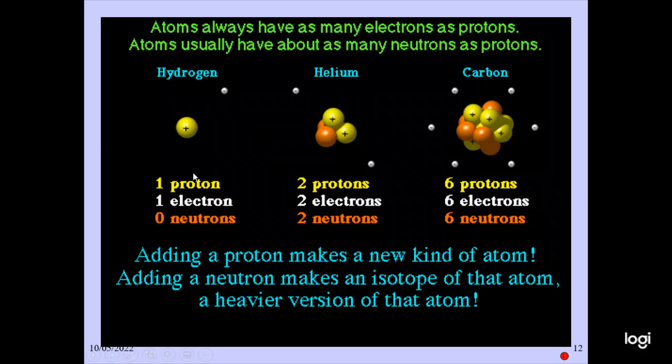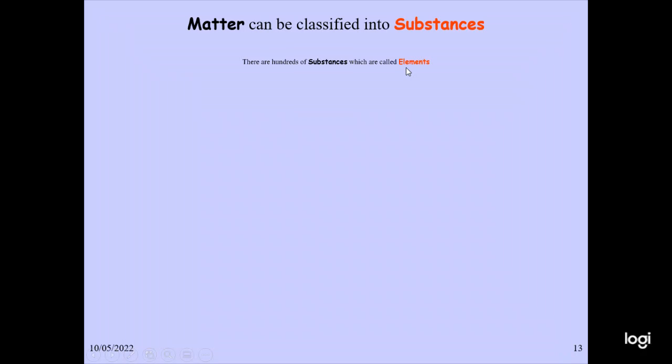So this is hydrogen, it has 1 proton and 1 electron. There is 0 neutron. Helium got 2 proton, 2 electron, and 2 neutron. Carbon, 6 proton and 6 electron, and 6 neutron. Adding the proton makes a new kind of atom. Adding the neutron makes the isotope of the atom, a heavier version of the atom. So the atom has as many electrons as protons. Atoms usually have about as many neutrons as protons.